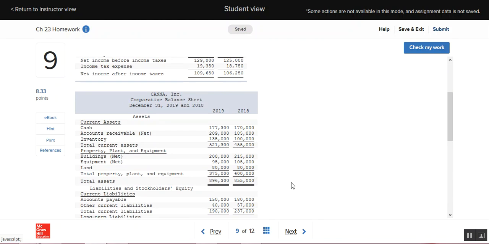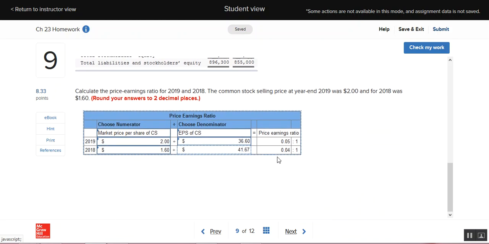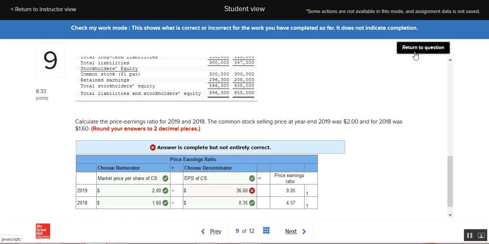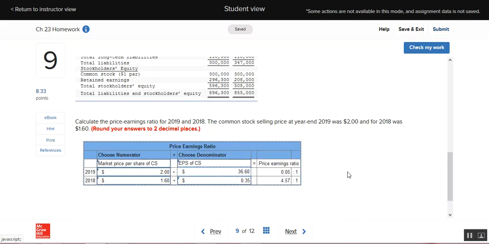$106,250 divided by $300,000 is 35 cents. If I can get my decimal place in the right place, it might help. Aha! That helps when you read the instructions and pay attention to what this is doing. So I think this one's actually 36 cents. See if that works without having to recalculate it.